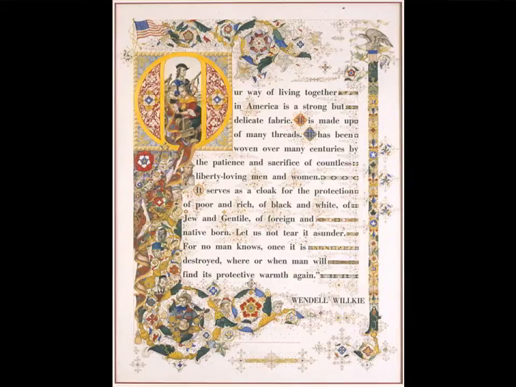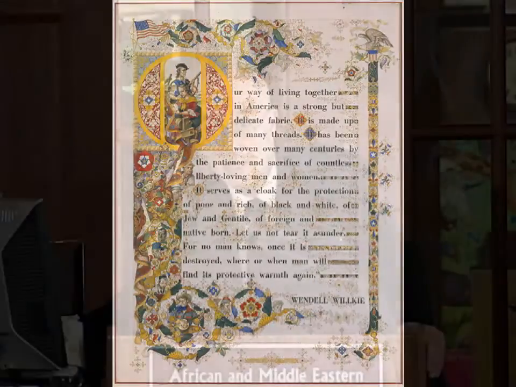It serves as a cloak for the protection of the poor and the rich, of the black and the white, of Jew and Gentile, of foreign and native born. Let us not tear it asunder, for no man knows that once it is destroyed, where or when man will find its protective warmth again.